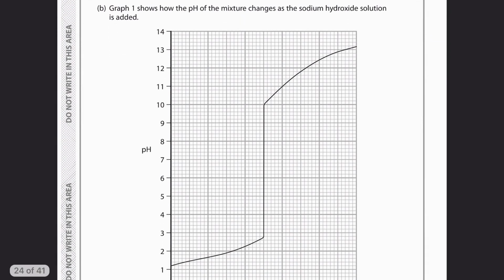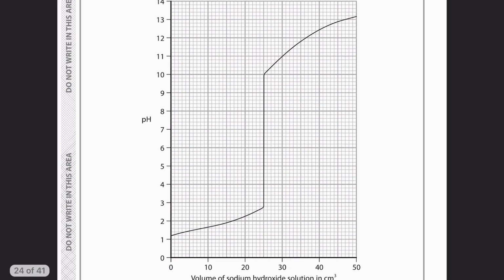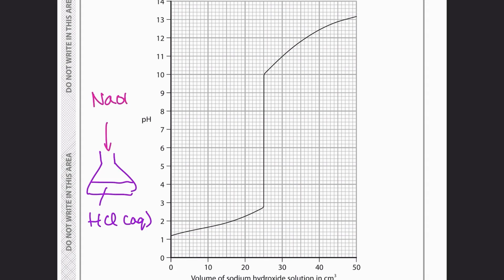Okay, then it says, graph 1 shows how the pH of the mixture changes as the sodium hydroxide solution is added. Right, so over here we have volume of sodium hydroxide solution added, and then we have the pH. Now, do you understand what's going on here? Think. Do you remember we had the HCl in here, right? Which is an acid. And then you're going to add sodium hydroxide, which is this one down here. So think about it. At the beginning, when you haven't added anything, what will be the pH of this acid? What is the pH of acids?